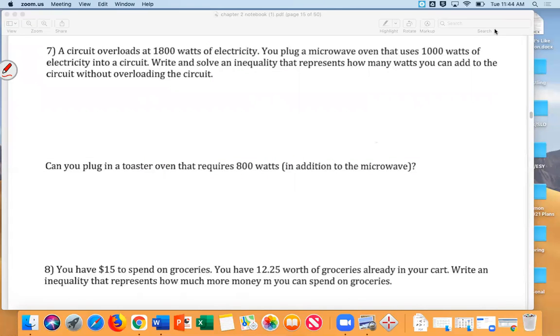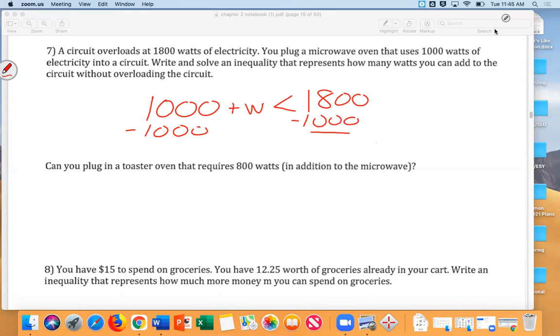I don't know. Wait, for a microwave? Yeah. That's 1,000. So 1,000 watts plus some other watts needs to be less than what? At what number does my circuit trip? 1,800. Now, let's go ahead and subtract this off to find out how many watts I have left I can use.